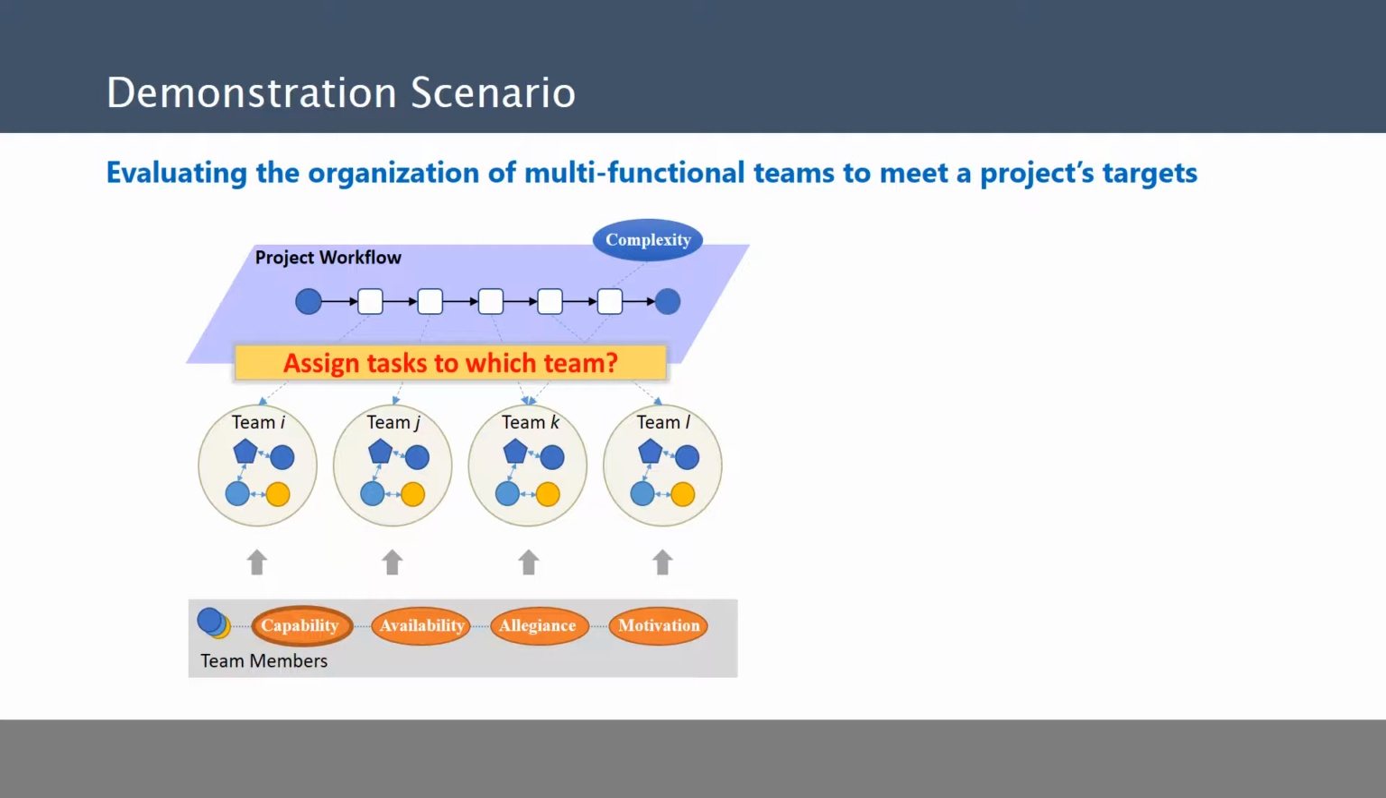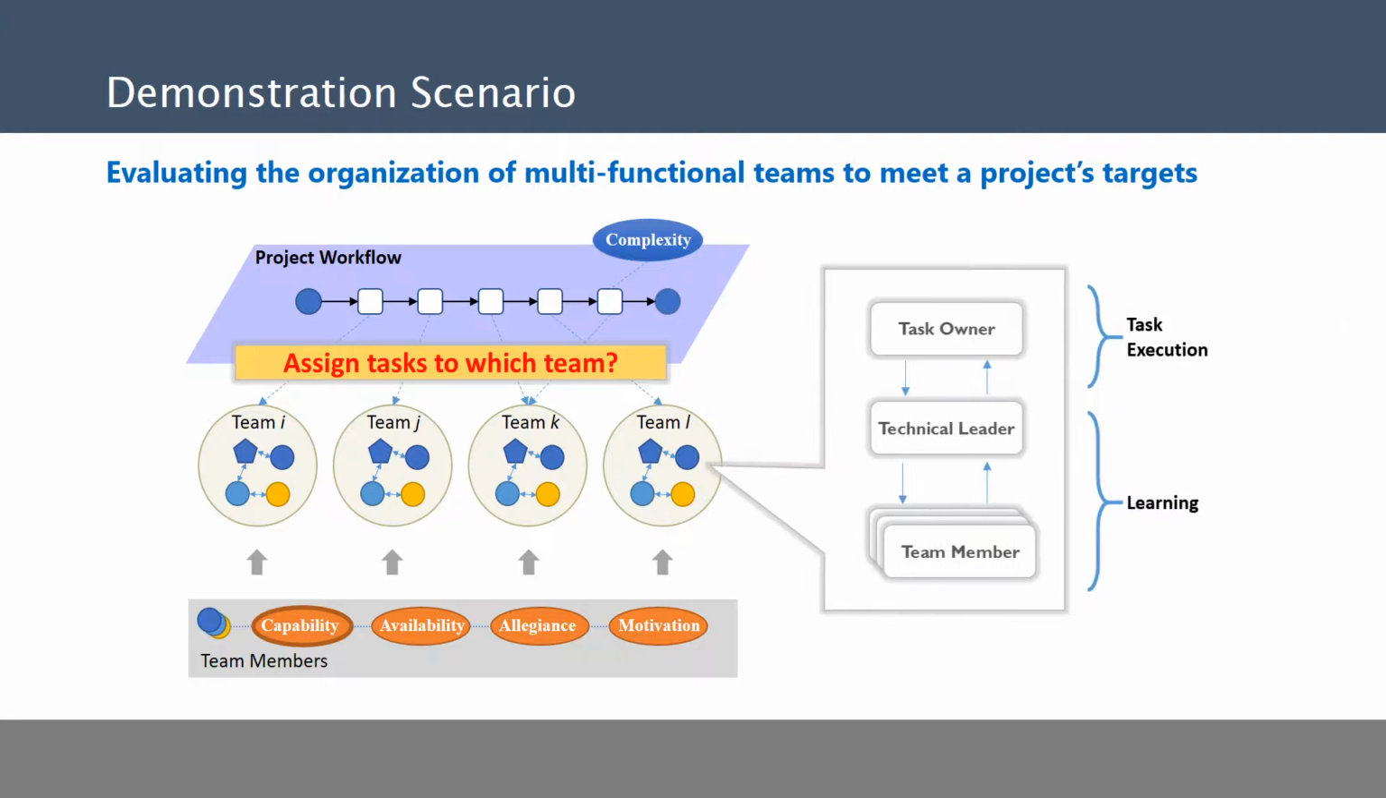The common problem in industrial projects is how to organize multifunctional teams to meet a project's targets. Here, we'll construct an agent-based simulation model that captures the behaviors and interactions of multifunctional teams to estimate the time and costs. We assume that a project consists of a set of tasks, each of which is associated with a complexity parameter that determines the level of difficulty in executing the task.